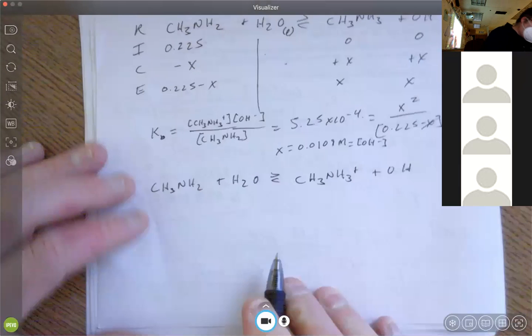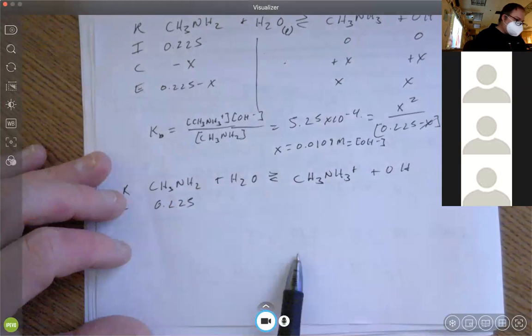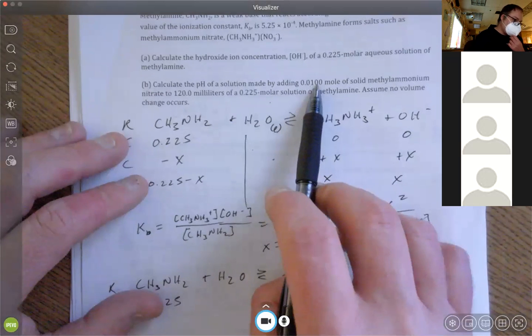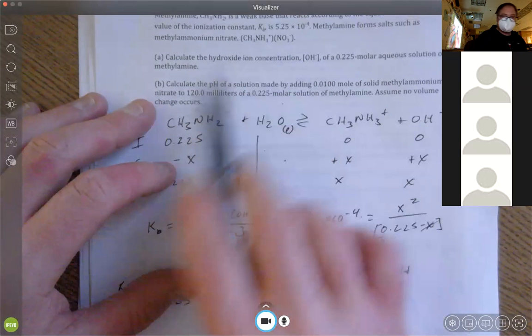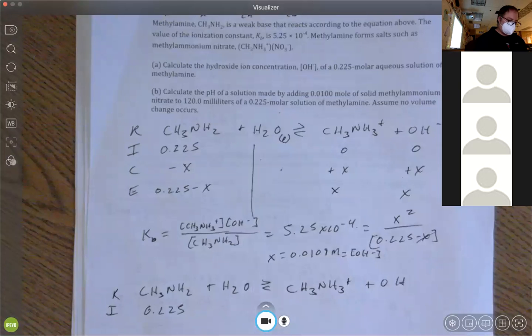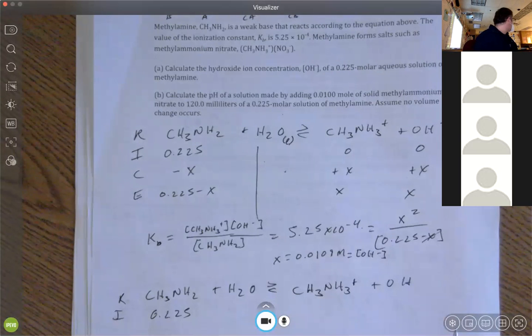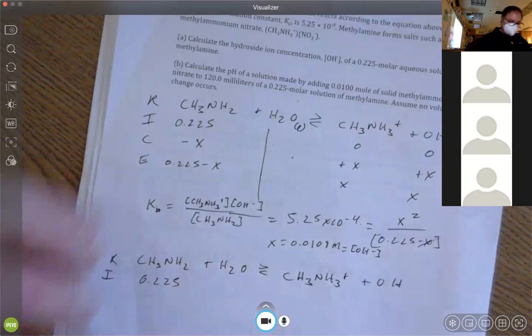So this time we have still the 0.225. But as we can see here, we have 0.010 mole of solid methylammonium nitrate. So we actually have some of this. Why aren't we concerned about the nitrate part of this? Is the nitrate part of this reaction? What does that make the nitrate then? What do we call that whenever something is present, but it does not partake? Is it a spectator ion? Spectator ion, good. Home team and here team both got it, good.